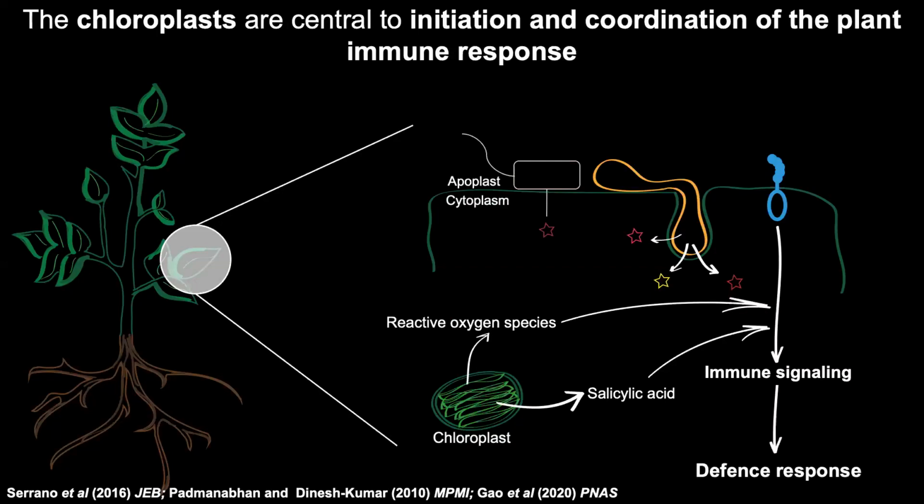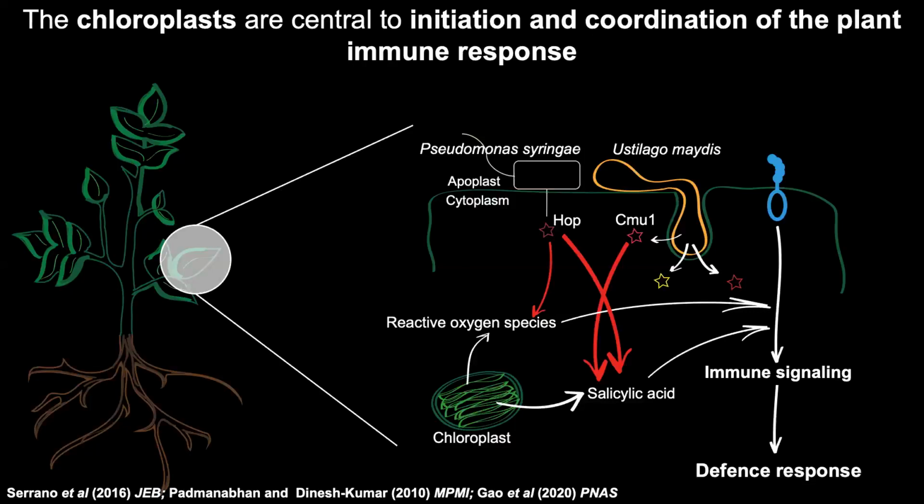And pathogens have evolved effectors to target and manipulate chloroplast processes to interfere with the plant's immune response. An example of this is the Ustilago maydis or smut fungus effector protein CMU1, which manipulates salicylic acid biosynthesis to metabolically prime cells for infection. And the HopI effectors, secreted by the bacterial pathogen Pseudomonas syringae, which target reactive oxygen species production and salicylic acid biosynthesis to interfere with immune signaling.